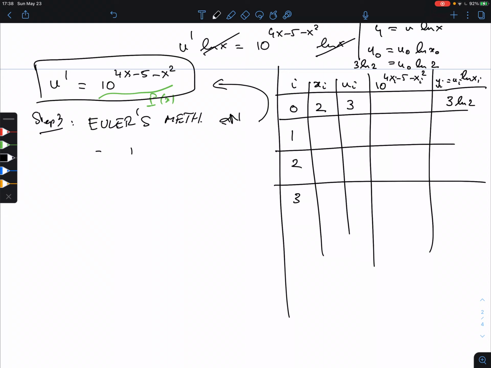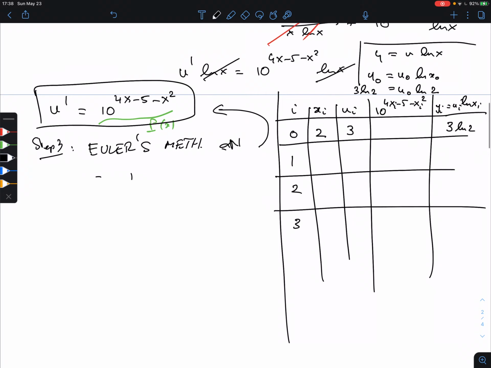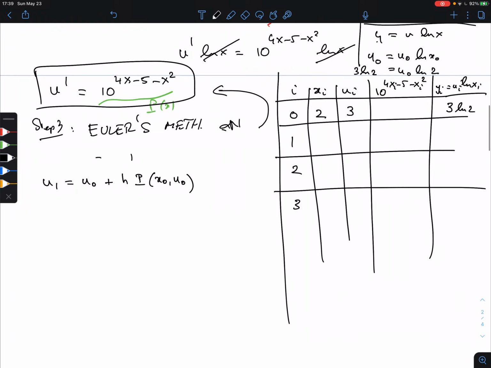You see that? So that's again why there was an ln 2 here, so that the u's actually become very easy numbers. You understand what I'm saying here? At the original point, the y value was 3 ln 2, but y is u times ln x. And so this means that u therefore must be 3. Okay, so the one thing that we need to calculate, let's write down the formula for u1 now: u1 is u0 plus h times p of (x0, u0). And I write down the general case, but there is much less to do here.